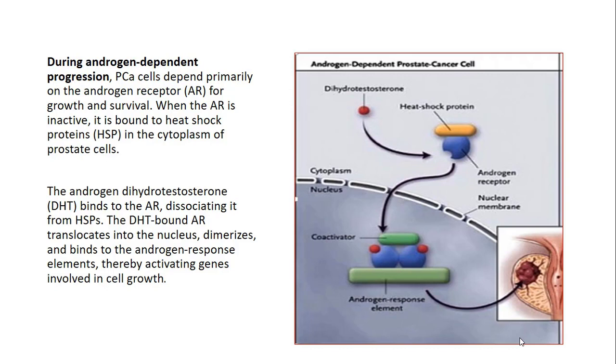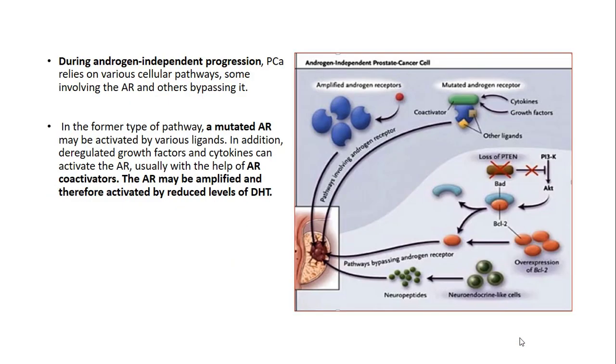So when you do castration, you actually remove the dihydrotestosterone. So there is no stimulation of the androgen receptor, and therefore growth of the cells is inhibited. But with time, this lack of dihydrotestosterone is overcome by different mechanisms that we are going to talk about, and because of that the cancer becomes castrate resistant, right?